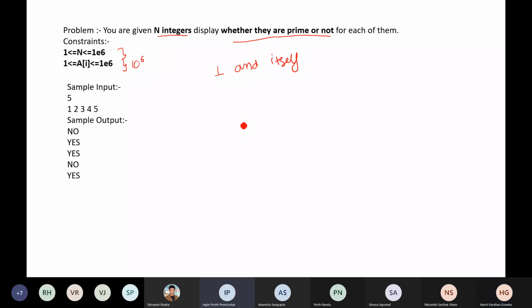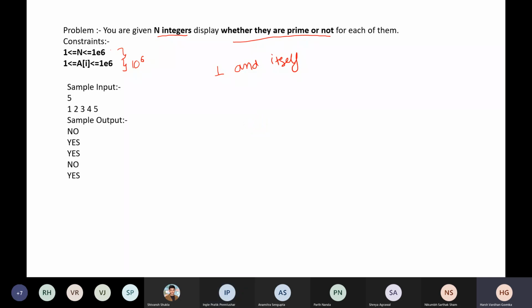We will start from i equal to 2 and keep incrementing until the square root of n, and check whether n is divisible by i or not. If it is divisible, then it is not a prime, and if not, then it is a prime. And then we will break from the loop. Yeah, so this code works. We'll come to it later.